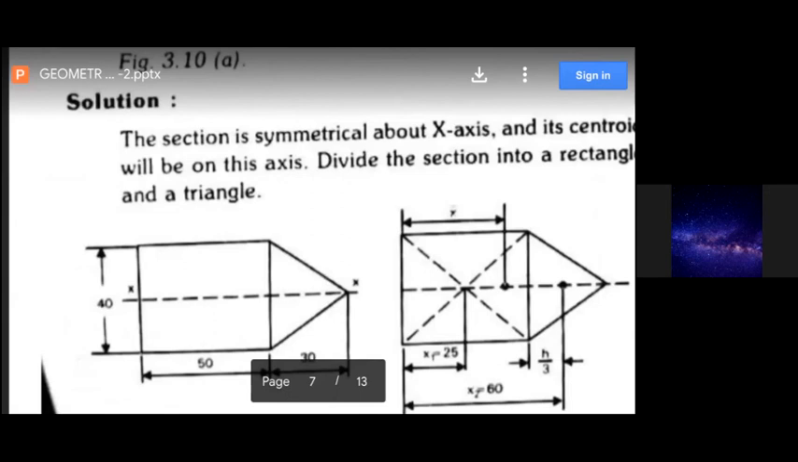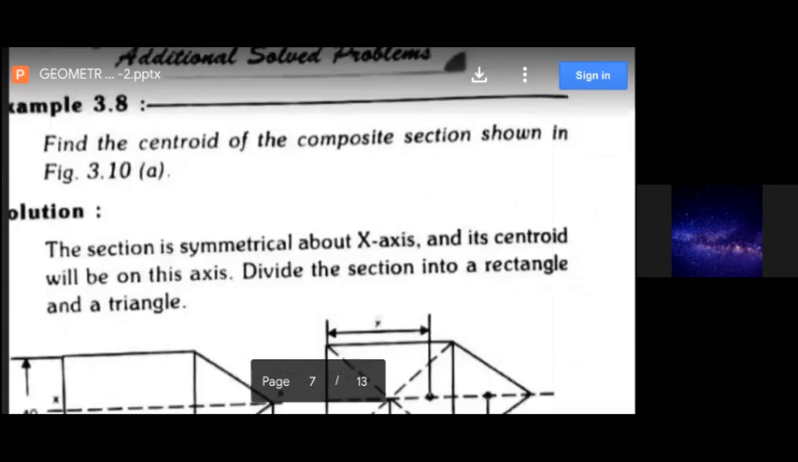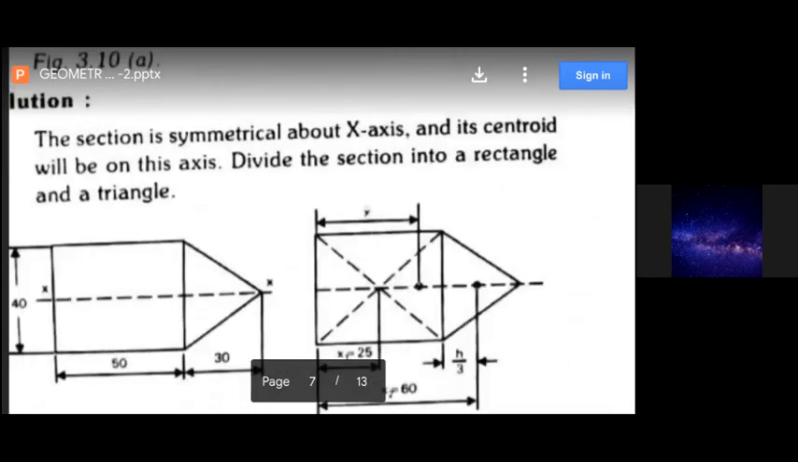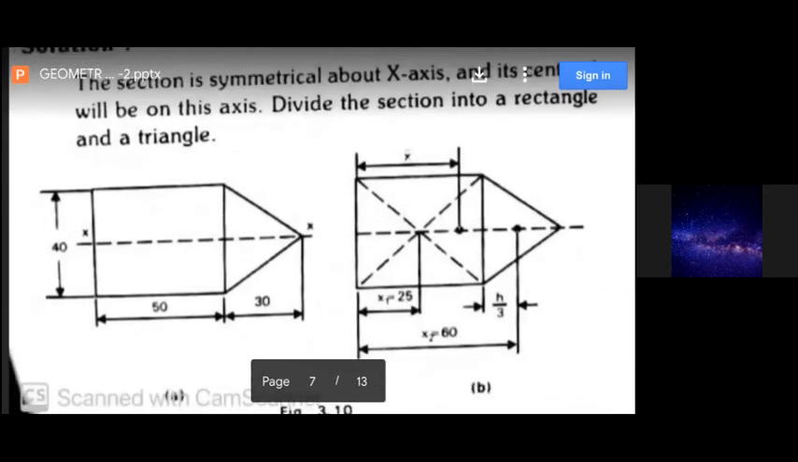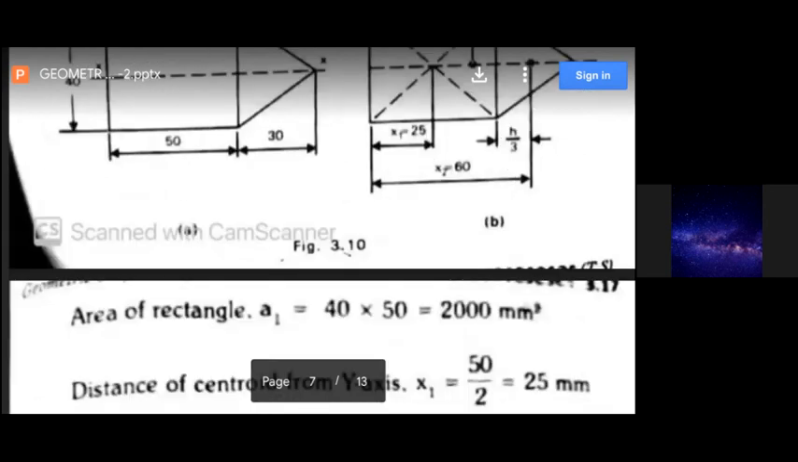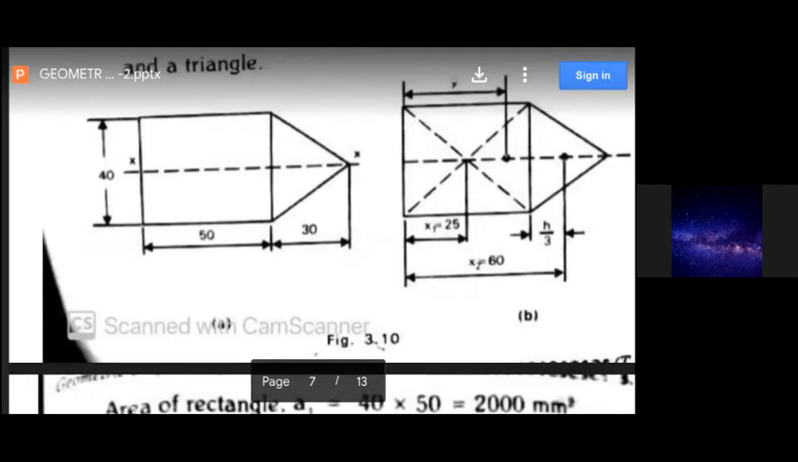So next, find the centroid of the composite section shown in figure. Here this composite section consists of only two parts, that is rectangle and triangle. First part is rectangle and second part is triangle, and we have to find the centroid of this composite section about its bottom base and about its extreme left edge.